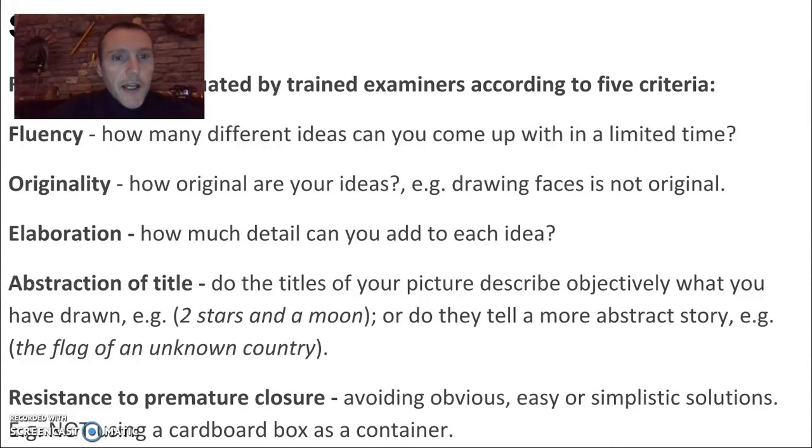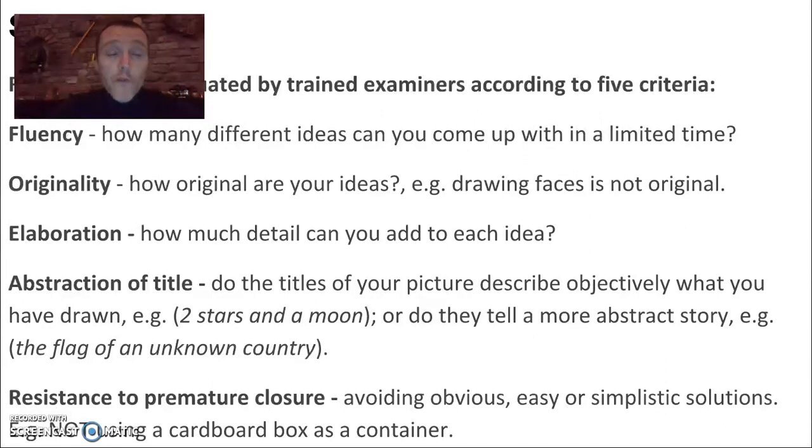Originality is another criterion. So, for example, you saw some of the pictures were of faces. These are very unoriginal. Elaboration is another criterion. So, how much detail can you add to your picture or your text?